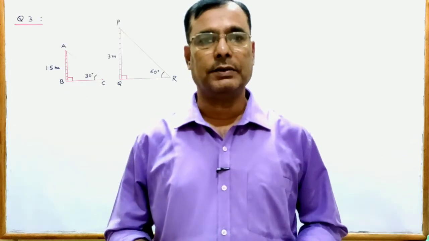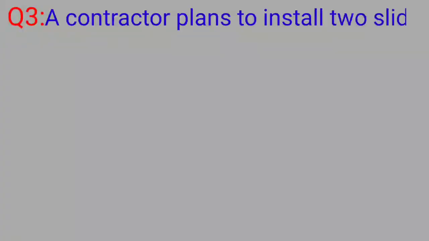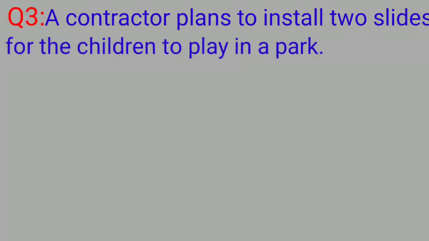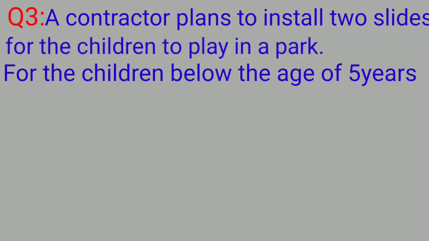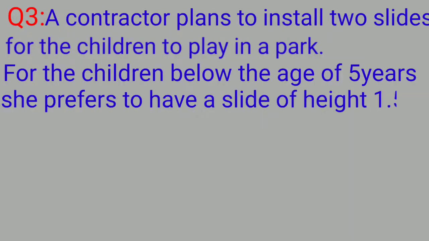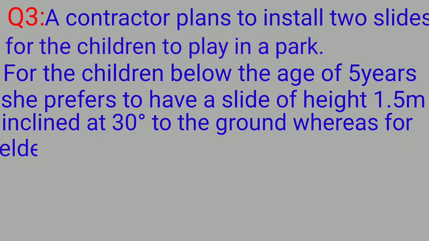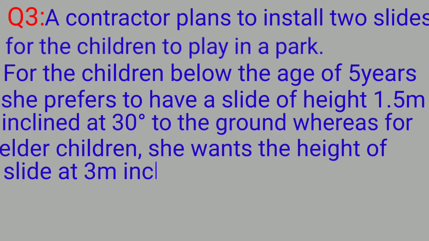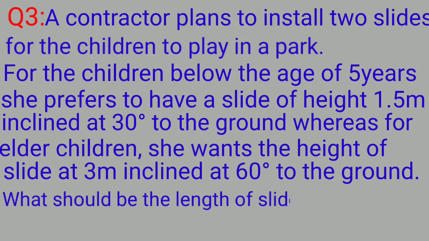Now let's see question number 3. A contractor plans to install 2 slides for the children to play in a park. For the children below the age of 5 years, she prefers to have a slide of height 1.5 meter inclined at 30 degree to the ground, and for the elder children at a height of 3 meter inclined to 60 degree to the ground. What should be the length of the slides in each case?